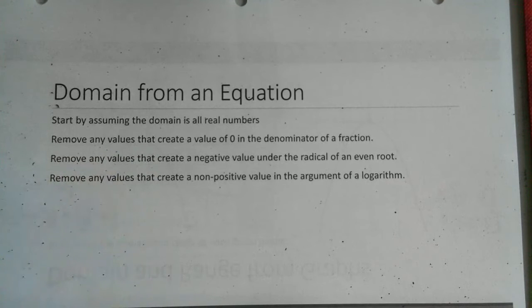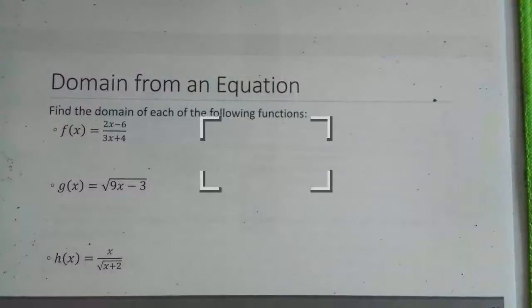We're going to remove any values that create a negative value under a radical of an even root. So if we have a square root or a fourth root or a sixth root, then we need to make sure that the radicand, the thing under the radical, doesn't go negative. Finally, we're going to remove any values that create a non-positive value in the argument of a logarithm. So logarithms have a base followed by an expression. That expression is called the argument. We need to make sure that thing is always positive. So those are our restrictions when we're trying to find the domain of a function.